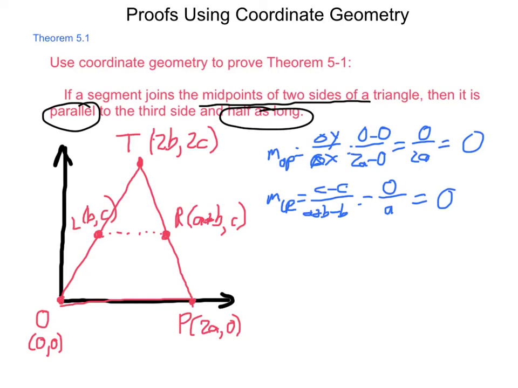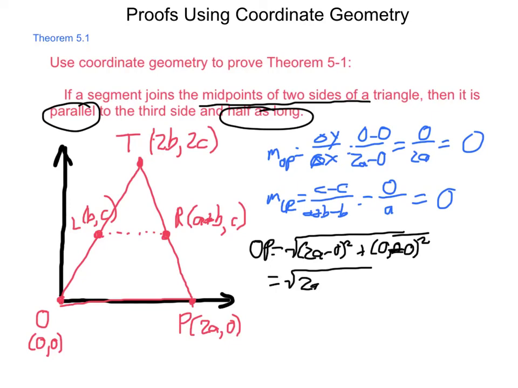Next, we will find the length. The length of OP is going to be the square root of that horizontal change, 2a minus 0 squared, plus the vertical change, 0 minus 0 squared. So we get the square root of 2a squared plus 0 squared. Well, the square root and the square are inverse operations, so they will cancel each other out, and all we're left with, the length of OP is 2a.